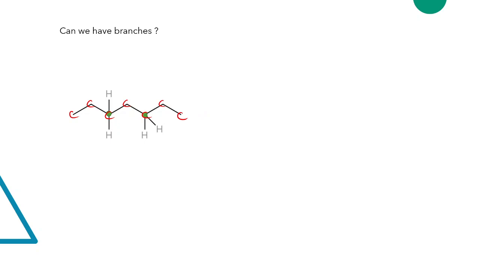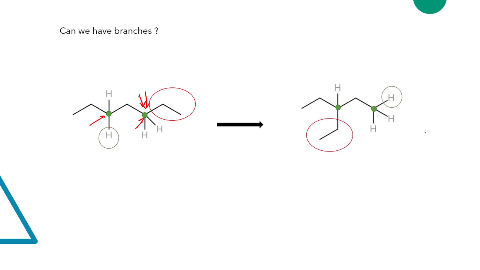So let's focus on these 2 carbons here, these green carbons. From the green carbon on the right, I will take up a branch and put it on the left green carbon. As you will see, I will take this branch and exchange it with a hydrogen, and this is what I get, right? This hydrogen goes here and this branch comes here.